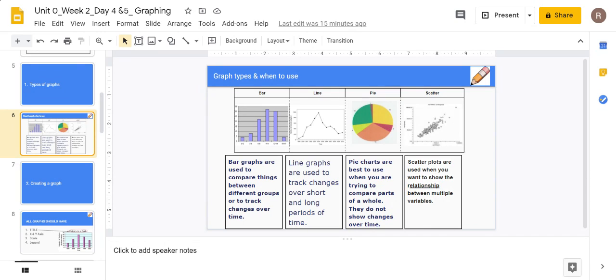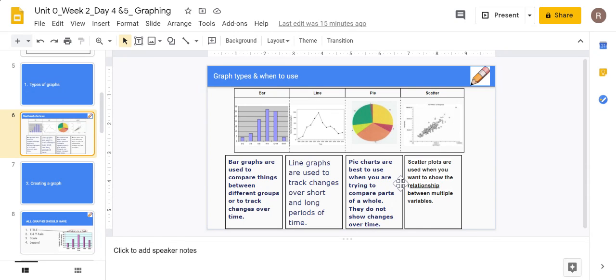Okay. A line graph is used to track changes over a short or a long period of time. Again, we're tracking one thing as opposed to multiple things in a bar graph. We're tracking one thing across time. So how many people there were in the United States in 1999, 2000, 2001, 2002, 2003, 2004, and so on. Again, this is all representing one place, the United States, over the course of time. So we would make a line graph.